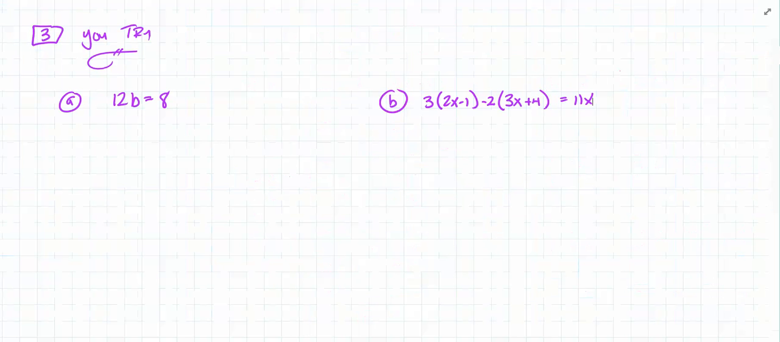All right, so take about 2 or 3 minutes. Solve these on your own. Ask the person sitting next to you what they got, and then we'll discuss. All right, here we go.